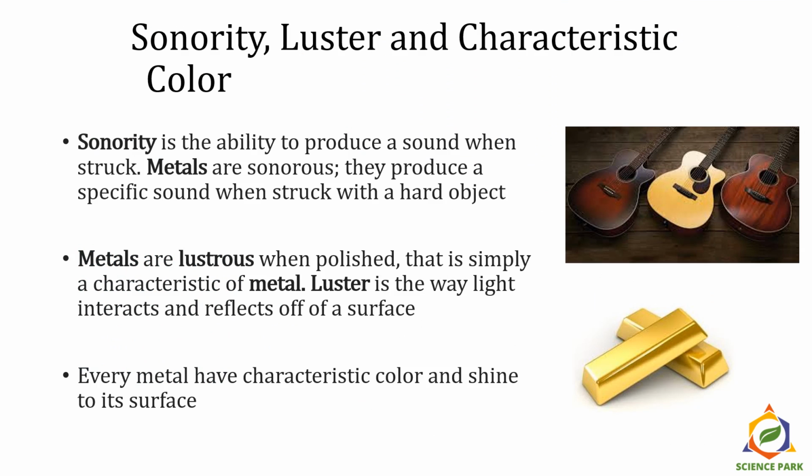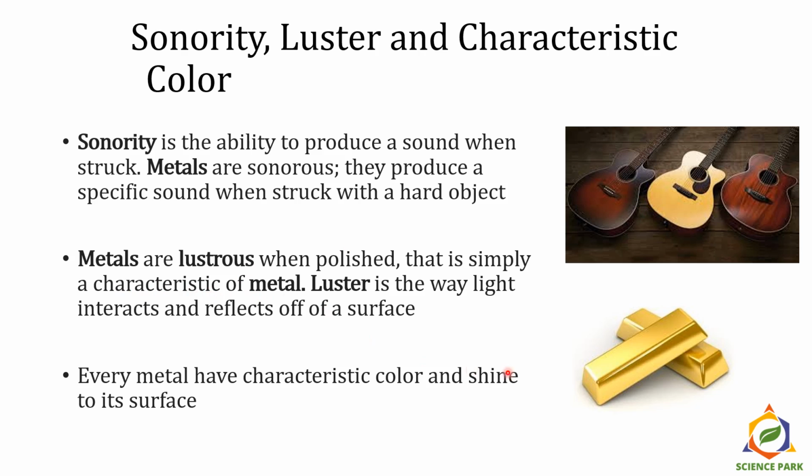Now let's see these last three characteristics of metal. They are sonority, luster and characteristic color. Sonority is the ability to produce a sound when struck. Metals are sonorous. They produce a specific sound when struck with a hard object. Now there are so many instruments where we use fine wires of metals. When we strike these wires of a guitar, it sounds with different modes of music.